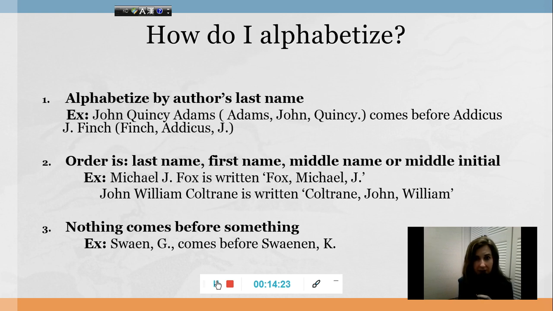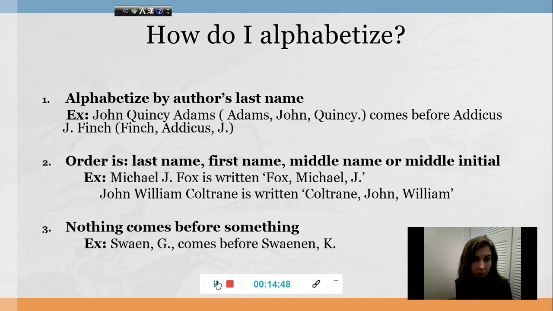So when you write your reference list, you're going to put all your articles on that page. What if you have more than one article? What order do you put them in? Well, you have to alphabetize them by the alphabet. And so we're going to alphabetize by the author's last name.